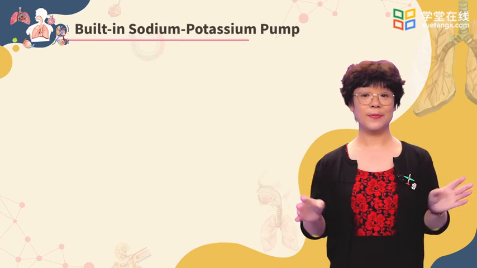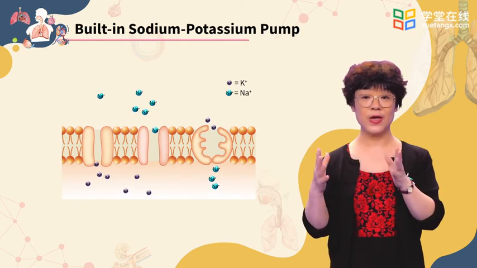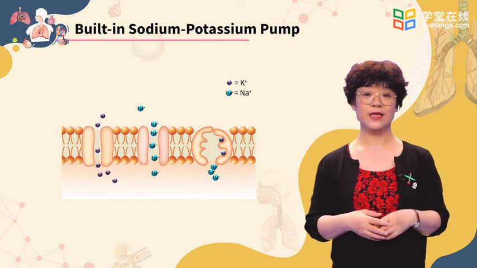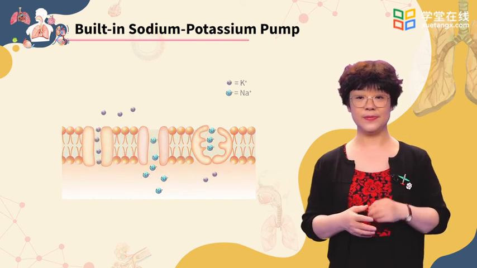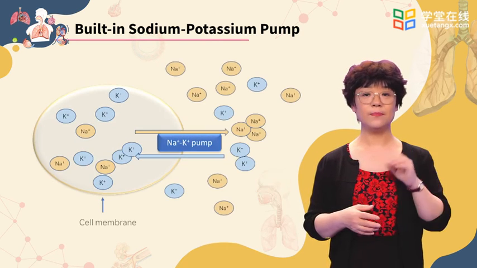Because some potassium ions are always leaking out of the cell, and some sodium ions are always going in, you might think that the concentration gradients would eventually level out, and the concentrations of sodium and potassium ions on both sides of the cell will finally become equal. This will never happen because of an amazing built-in membrane protein, the sodium-potassium ATPase. This is an ion pump.